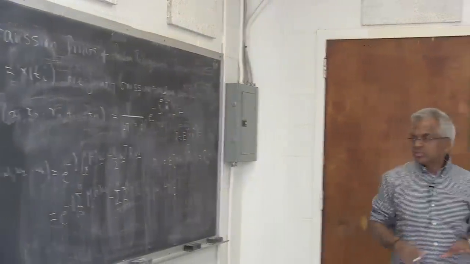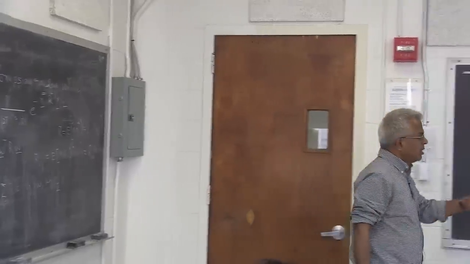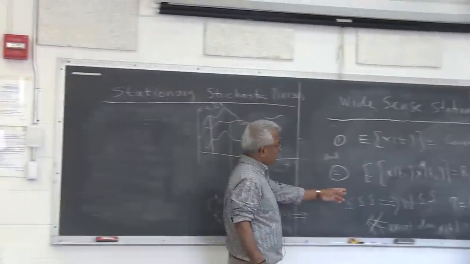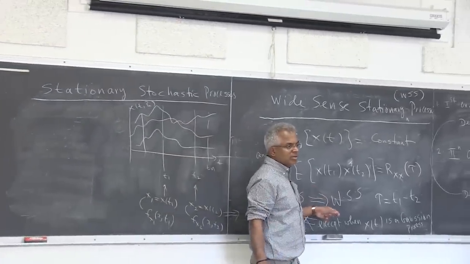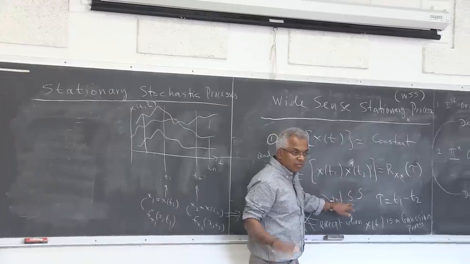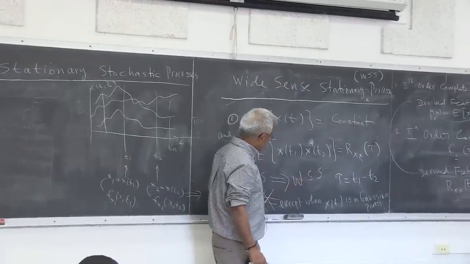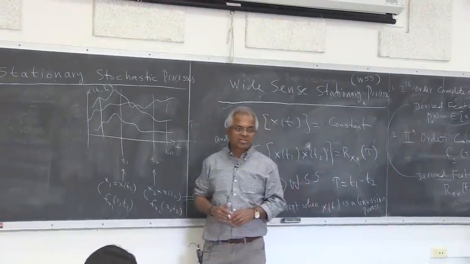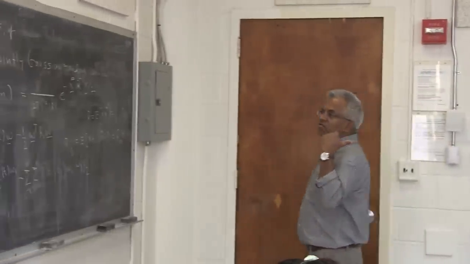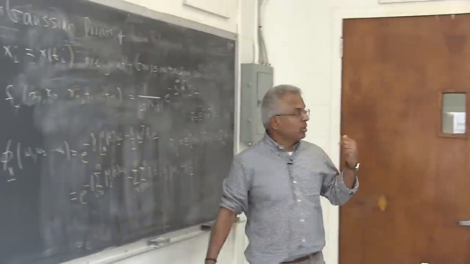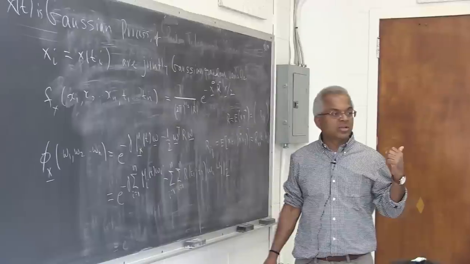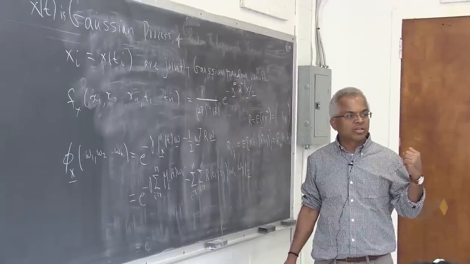Now look, the proof is, what is it that we want to show? We want to start with a Gaussian process which is wide sense stationary. I am going to show that that's the same as saying that it is strict sense stationary. If it is wide sense stationary, what is the restriction on the mean and the autocorrelation function? Anybody?